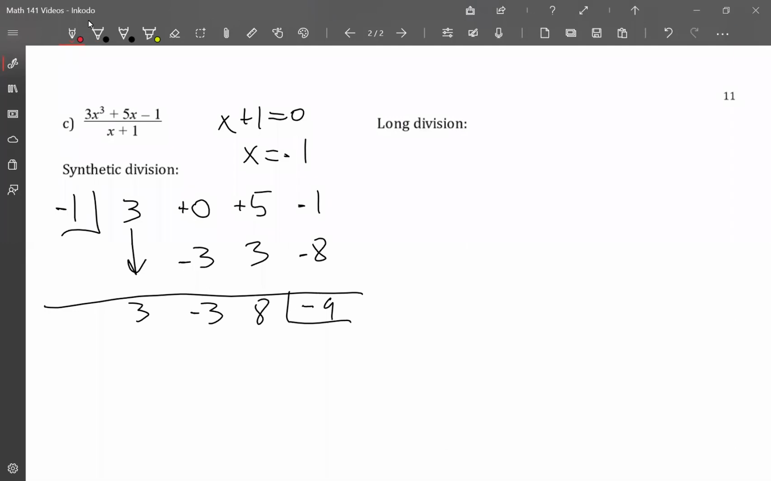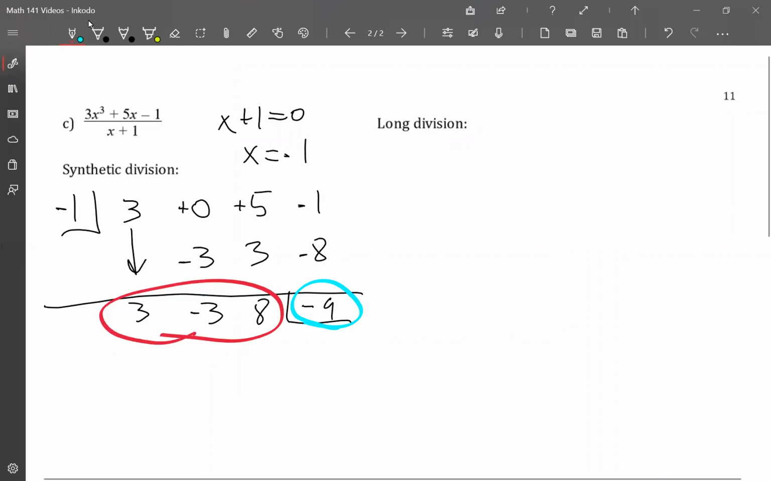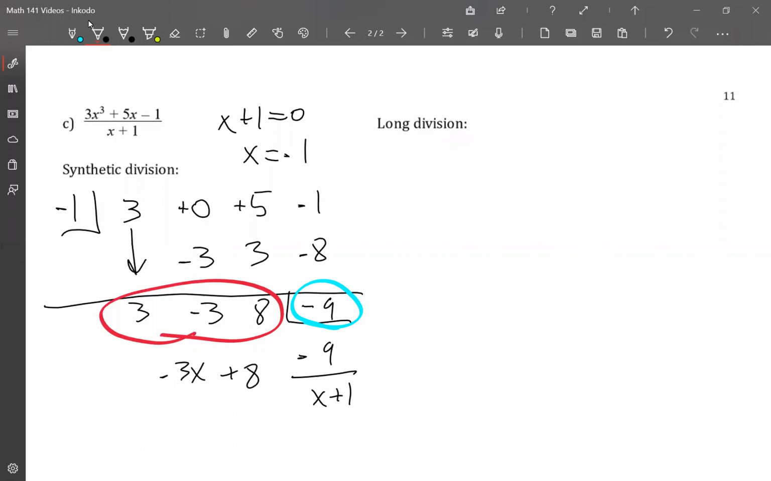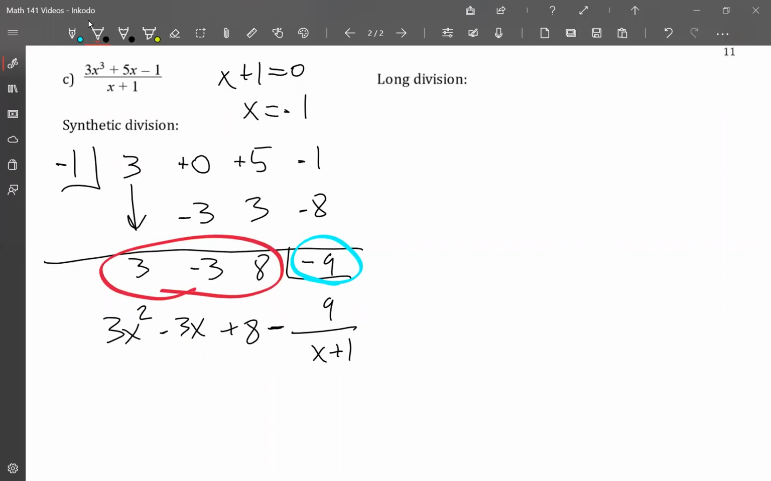And so quotient and remainder. So we have minus 9 over x plus 1 as our remainder. And then we have positive 8, negative 3x, positive 3x squared. And over here on the remainder, we can put the negative in the numerator and put a plus, or as I'm going to do, we can just put a negative right there in front. So a subtraction symbol. And so here is our solution, our quotient and our remainder. Now let's do long division. Make sure we get the exact same thing.